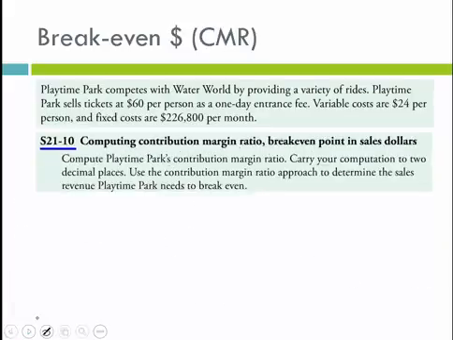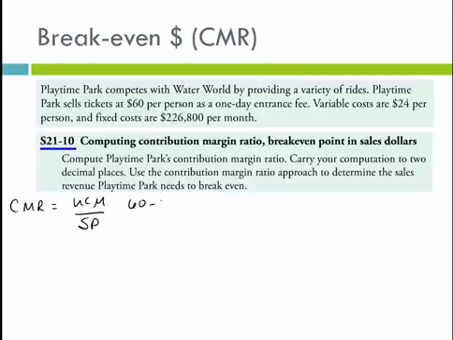The next one here says, okay, we have the same initial information, and we want to calculate the contribution margin ratio and use this to determine the sales dollars they need to break even. The contribution margin ratio is the unit contribution margin over the selling price. So that would be 60 minus 24, the selling price minus the variable cost, over the selling price of 60. So 36, which is the unit contribution margin we got in the last problem, divided by 60 gives them a contribution margin ratio of 60%.